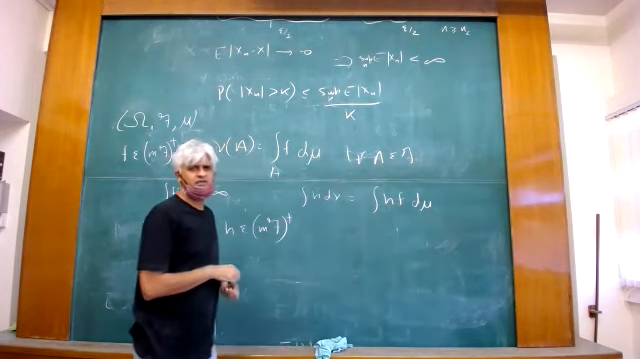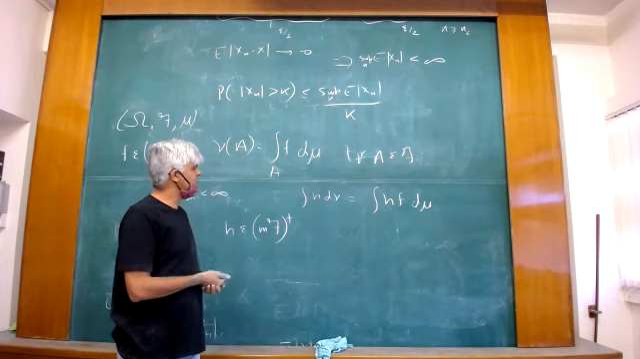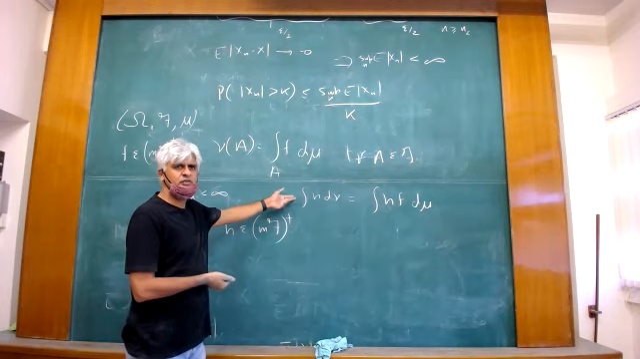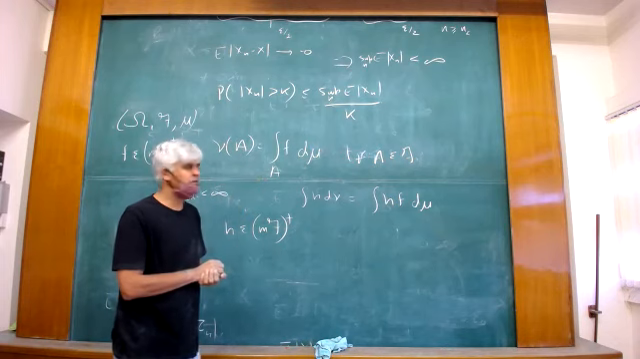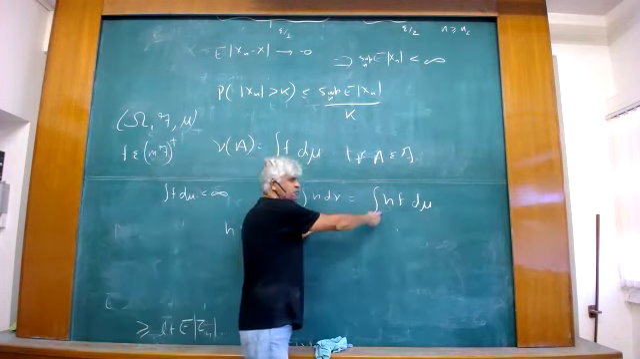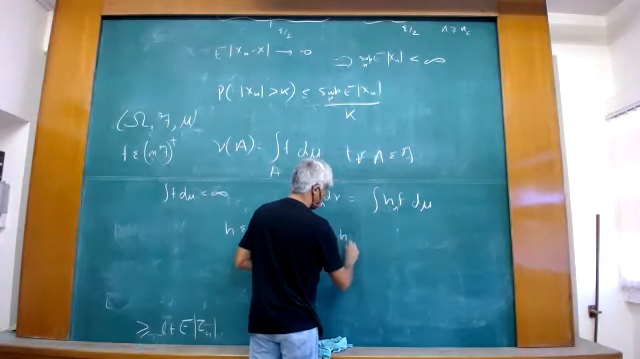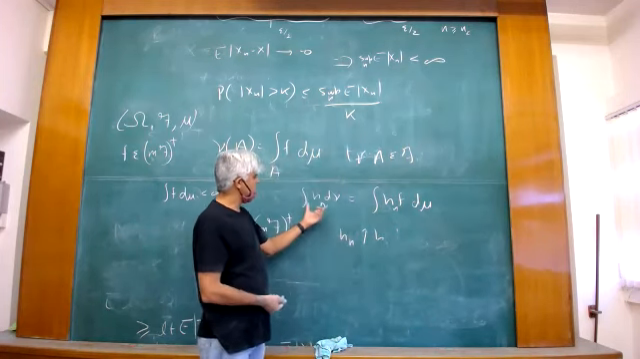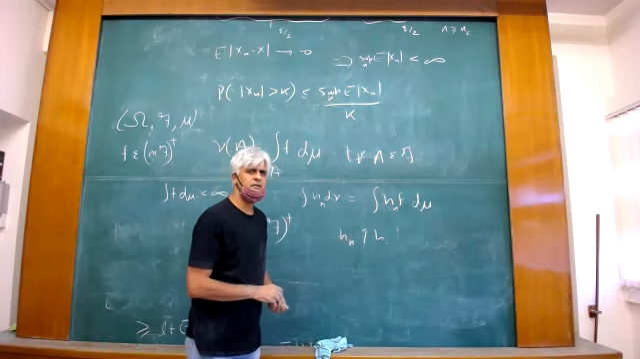Then for simple functions, so for every simple function it's also true because it's true for indicators. Now any non-negative function can be approximated from below by simple functions, for which this is true. So let this be hn. hn is increasing to h. So by monotone convergence theorem, this holds.